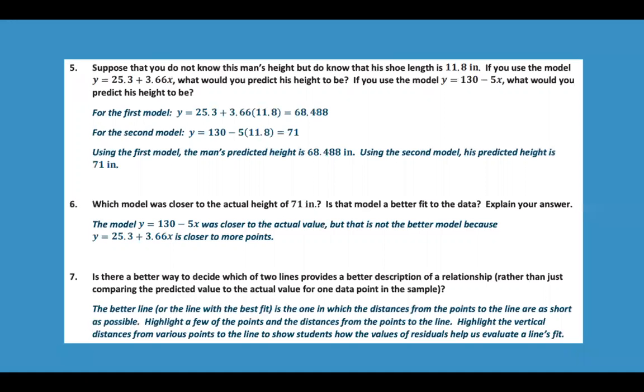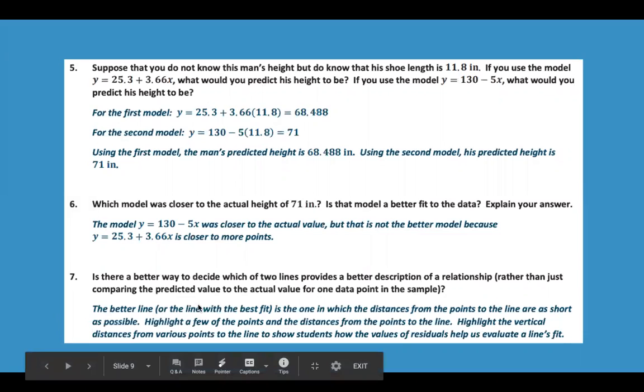And here's what we think. If you plug it into our first model, which we said was better, you'd get 68.48. If you plug it into the second model, you'll get 71. So the 130 minus 5x model was closer to the actual value, but it's not a better model because it is actually further from most of the other points. Although it's dead on for this specific point, the other model is better. If we think about it, the line that is a better average for all of the points, not just one, would be a better one to use.